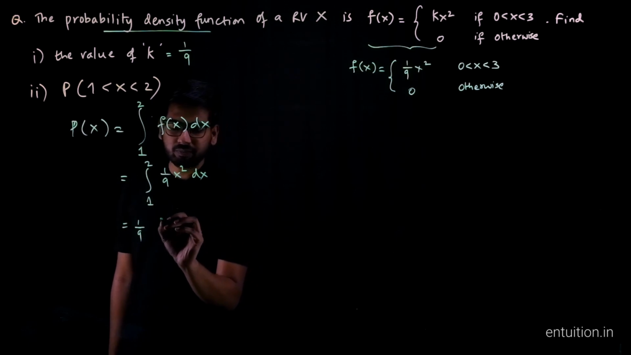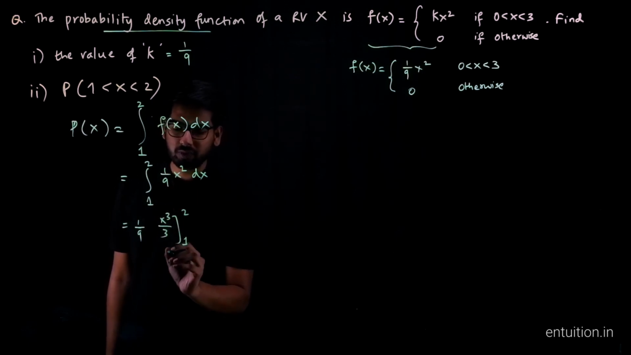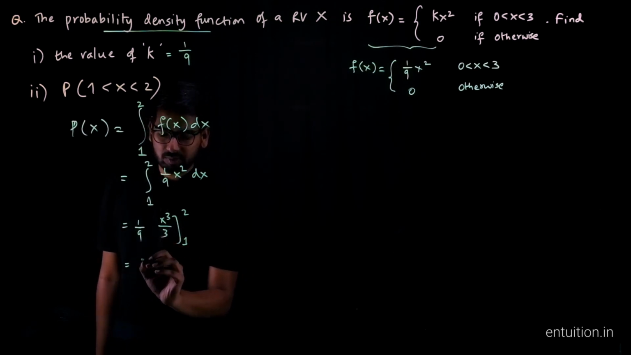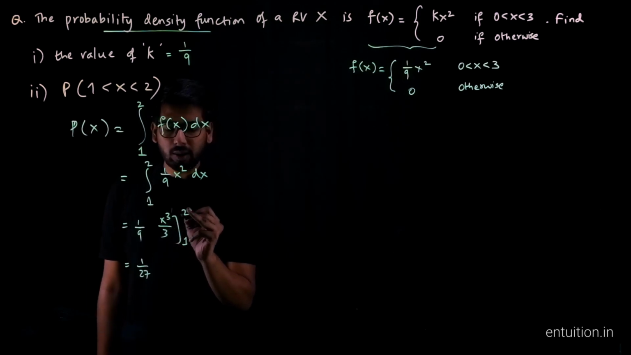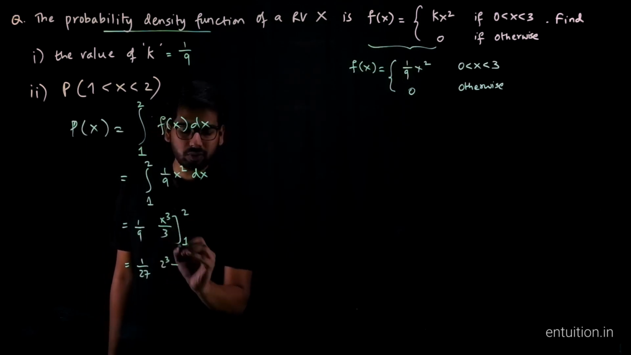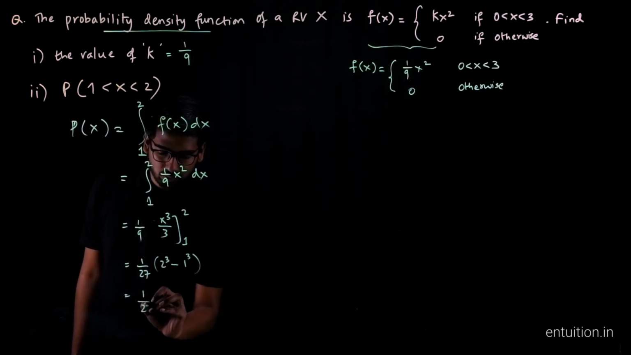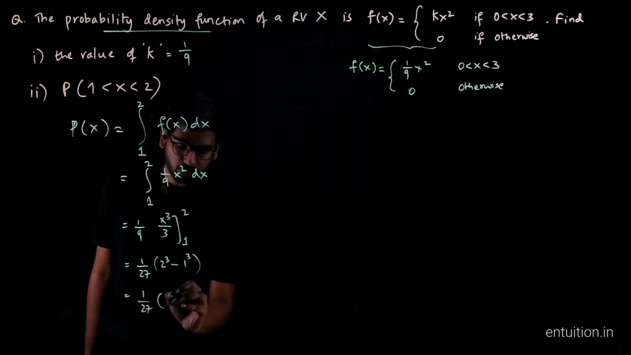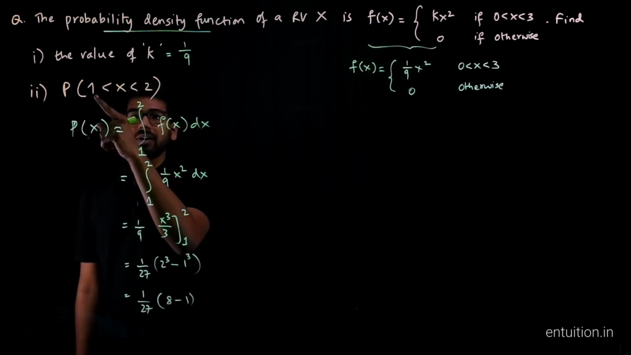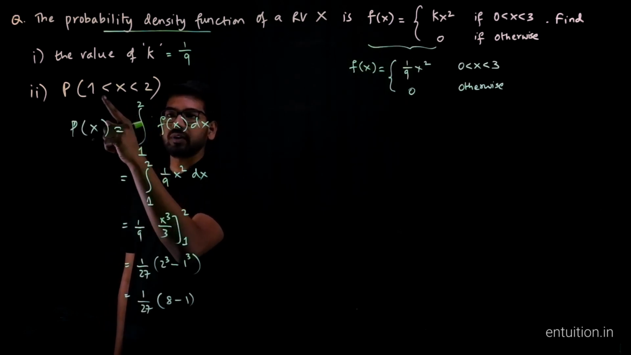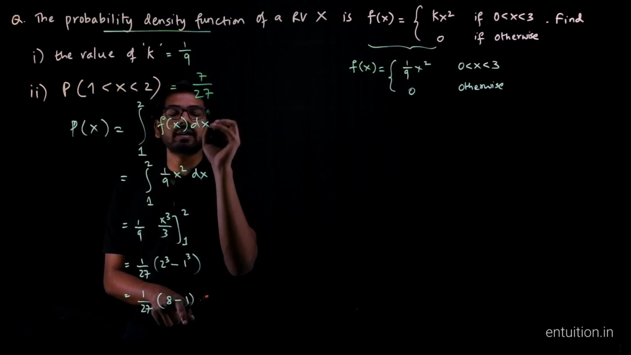Integration of x square dx is x cube over 3 from limits 1 to 2, right? So this 3 will come outside, so 1 over 27. How do you evaluate limits? Upper limit 2 cube minus lower limit 1 cube, right? So that is nothing but 1 over 27, 2 cube is 8 minus 1 cube is 1. So the probability of x between 1 and 2 is nothing but 7 by 27.